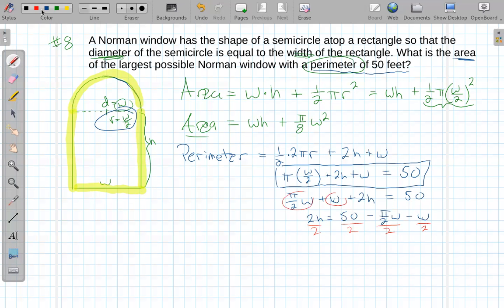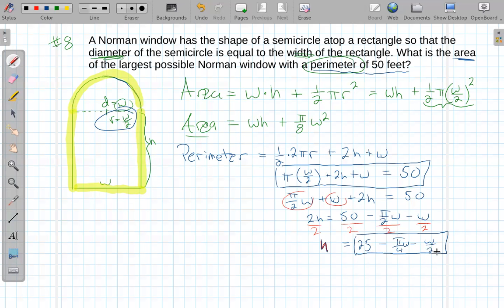And we get H is equal to all of this. Switch color there, put it in blue. Come on, blue, where are you? There we go. So 25 minus pi over 4W minus, I'll just leave that as W, so I forgot my W over 2. And again, we could factor the W, but I don't think that's going to make things any neater algebraically. This is what H is equal to.